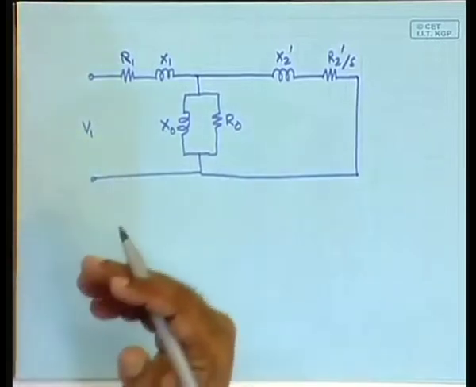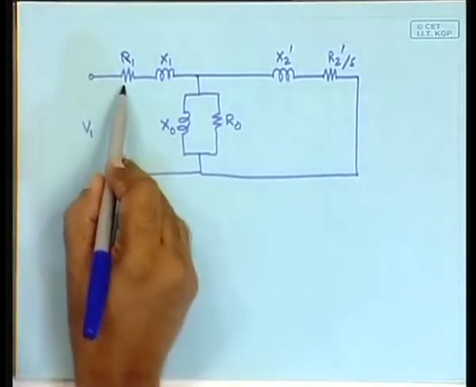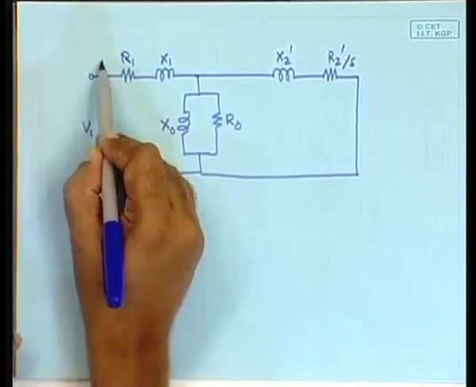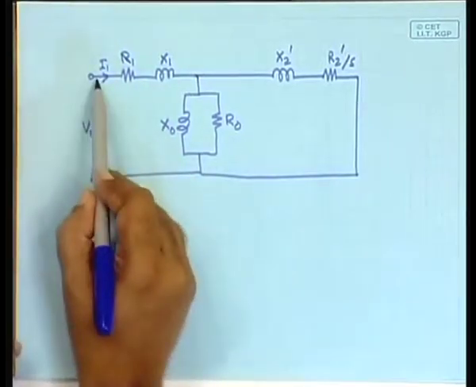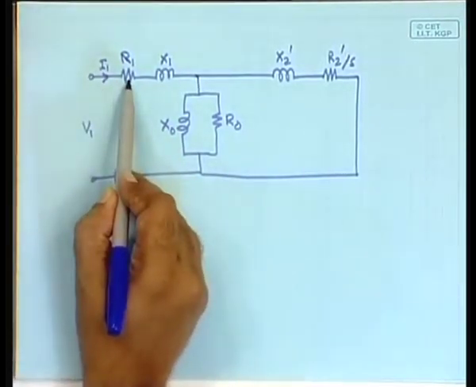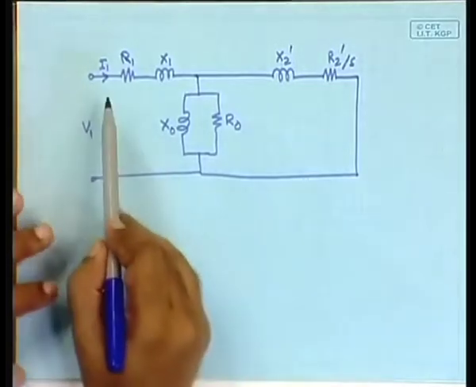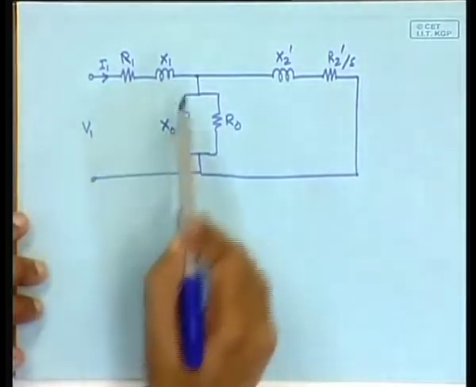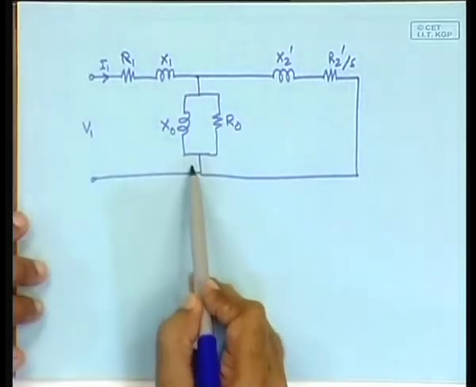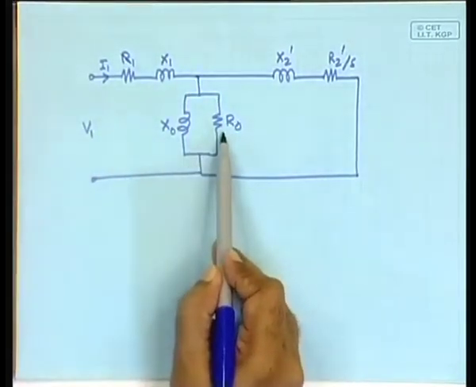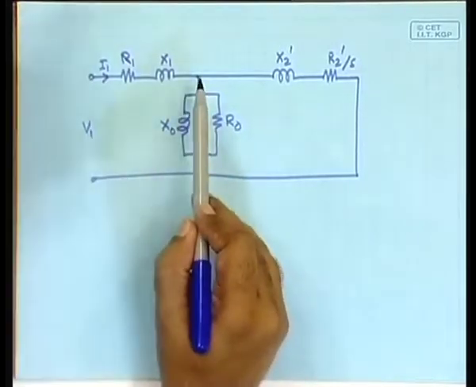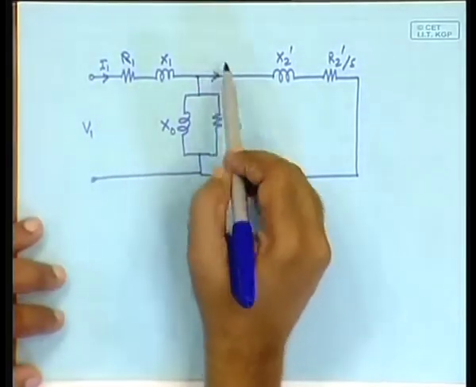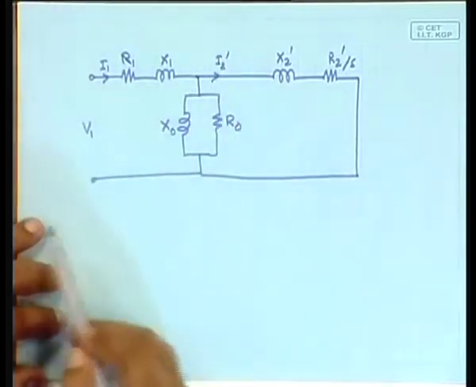Now, what will be the stator copper loss? The current here I1 square R1, no problem. How much will be the iron loss? You have to simply solve the circuit to find out how much is the current through this branch, and that I square R0. How much will be the rotor copper loss? You have to find this current I2 prime.